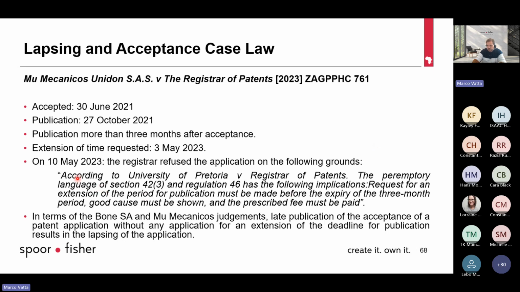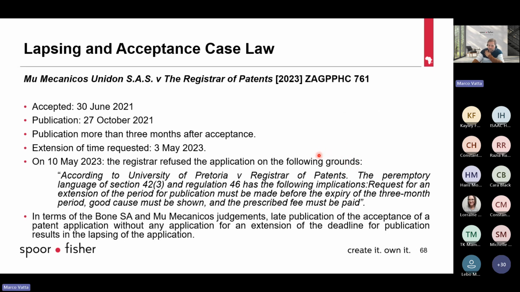In any event, the registrar refused the application, and then the matter was taken to the Court of the Commissioner of Patents to make a final determination. So the registrar's decision was taken on review. So Mu Mechanicos versus the Registrar of Patents, that is where this comes into the greater scheme of things.